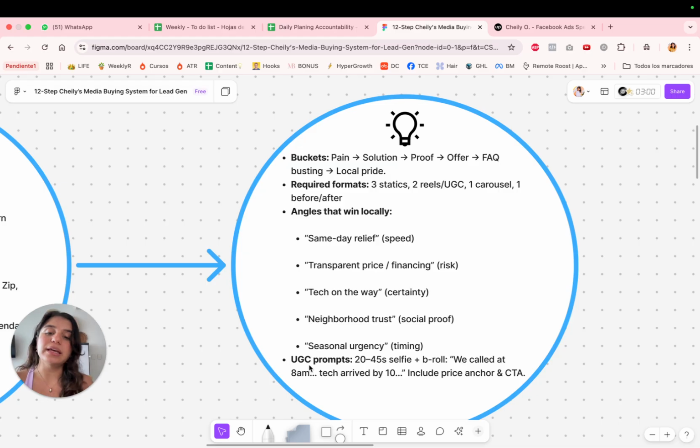The other thing is, if you don't have UGC content, here are some prompts that I would suggest. For example, 20-second to 45-second selfies, B-roll, how fast the service was provided, etc.